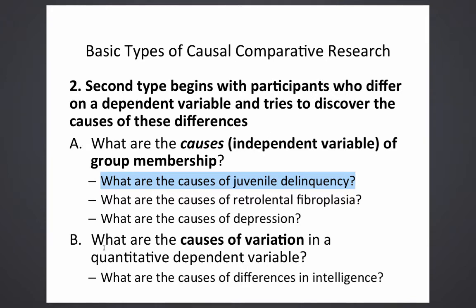What are the causes of variation in a quantitative dependent variable? So here you're trying to explain why we see differences on intelligence test scores. Why are there differences? What leads to those differences? So the example is, what are the causes of differences in intelligence? What are the correlates? What predicts differences in intelligence? What sets you up to score highly on a test versus low?